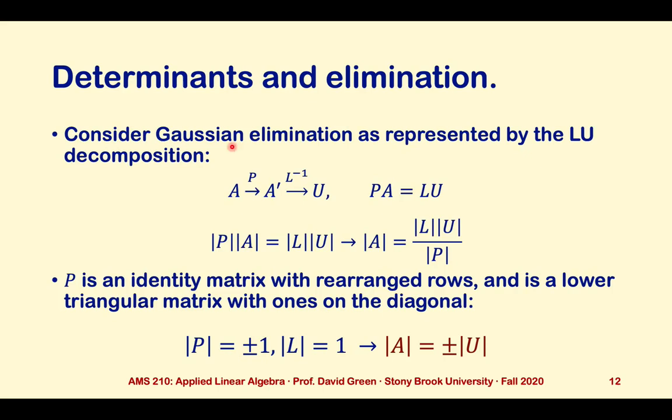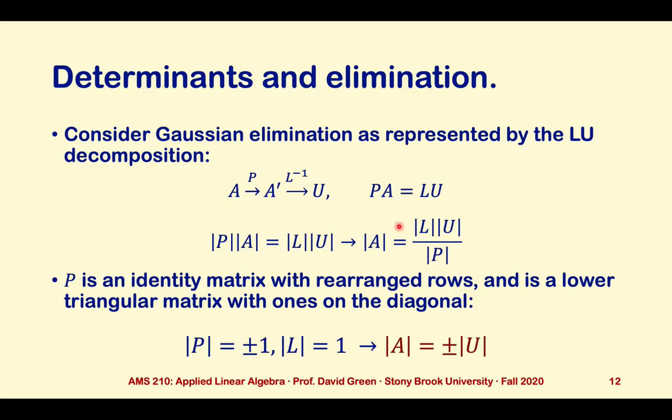So if we start with a square matrix A, all of these will be square matrices of the same size. We can take the determinant of this product, and we get the relationship that the determinant of P times the determinant of A equals the determinant of L times the determinant of U. And we can rearrange this. Remember, the determinants are just numbers, to give us the determinant of A as the product of the determinants of L and U divided by the determinant of P.